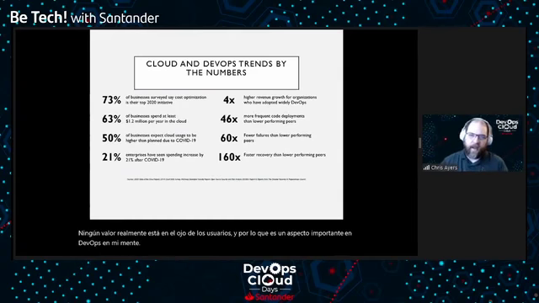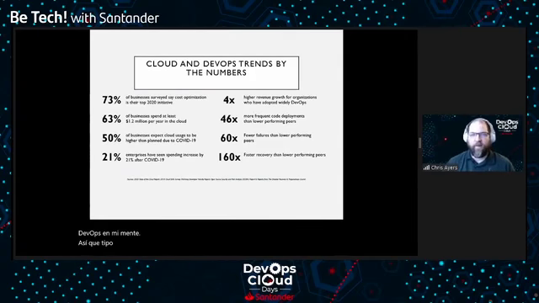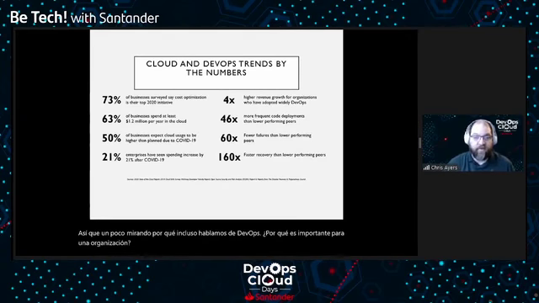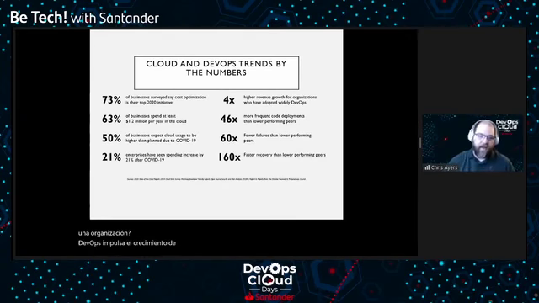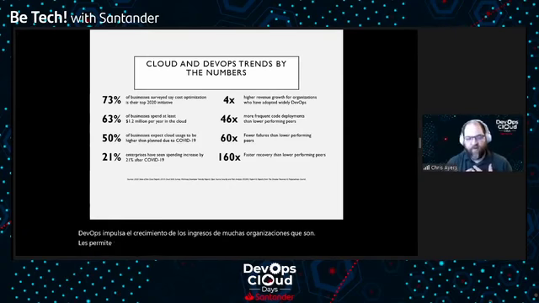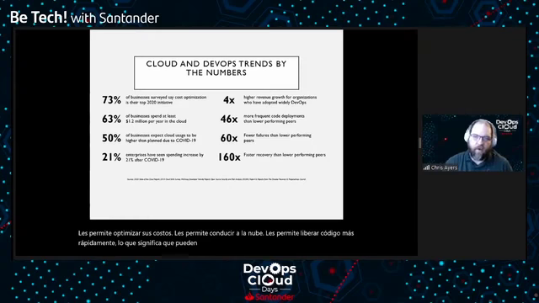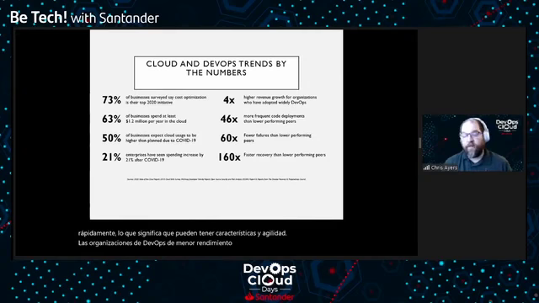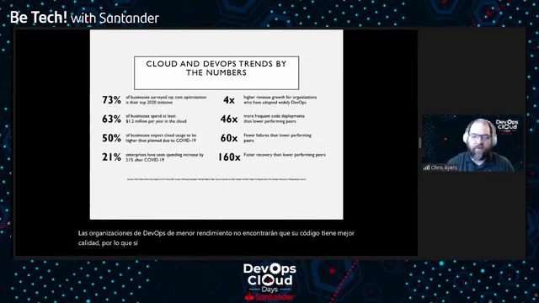So, looking at why we even talk about DevOps. Why is it important to an organization? DevOps drives revenue growth for many organizations. It lets them optimize their costs. It lets them drive into the cloud. It lets them release code more quickly, which means they can have features and agility that lower performing DevOps organizations won't find. Their code has better quality, so they'll have fewer failures, and they'll be able to recover from those much faster through different techniques and technologies.